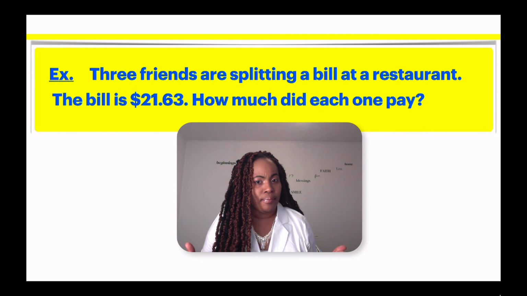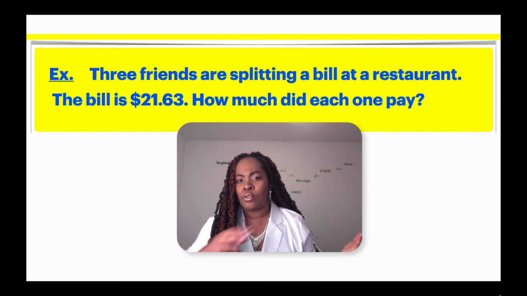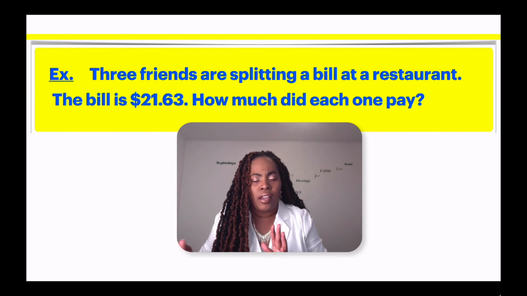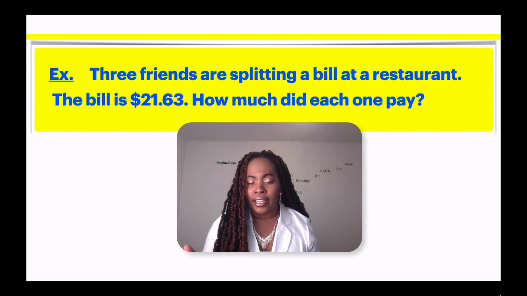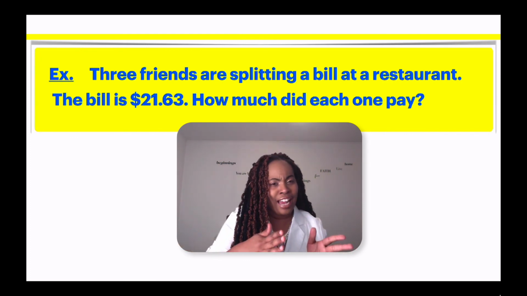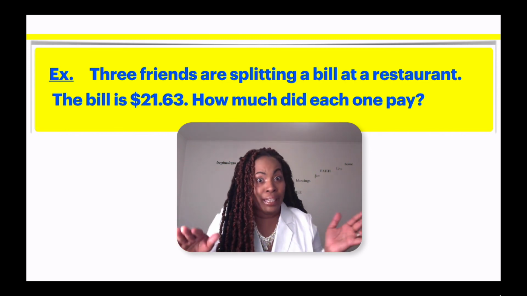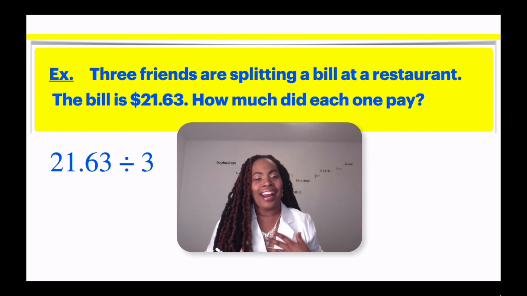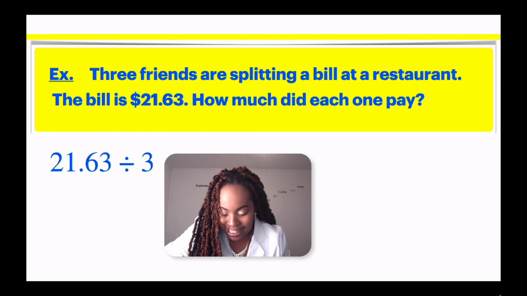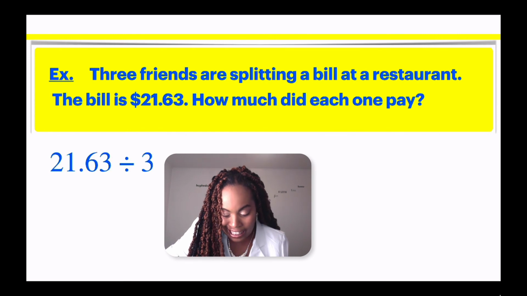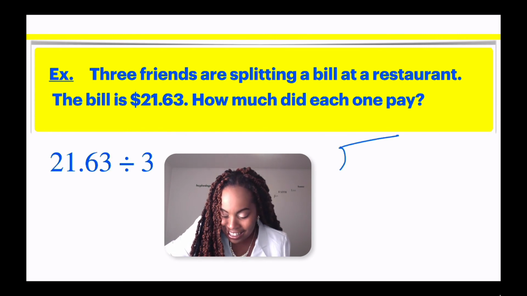Here we go. Number one says, three friends are splitting a bill at a restaurant. The bill is $21.63. How much did each one pay? Just like we said in those two main applications, now we're taking something and splitting it into equal parts. If we set this up mathematically, knowing there are three friends at this restaurant, we take that $21.63 bill and split it into three. The way we write that is 21.63 divided by three.